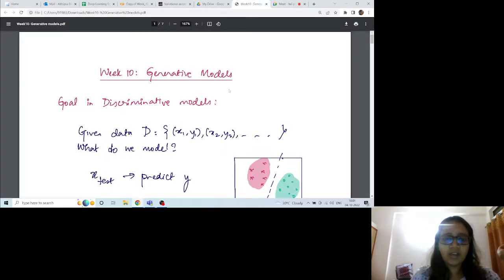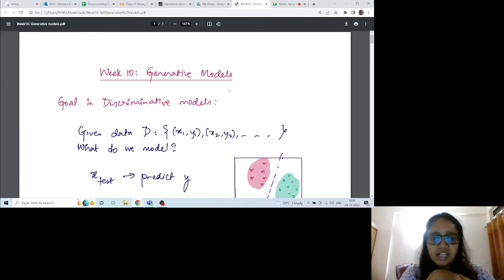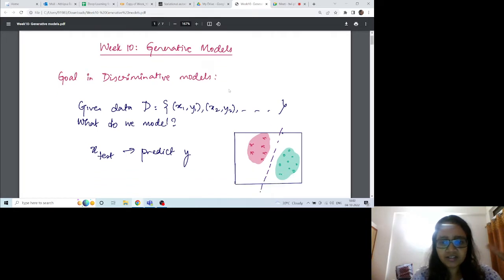Yeah. So today, this is the 10th week going on, and today's topic is going to be generative models. First we'll go through what are known as discriminative models. Then we'll go through what are generative models, and then some topics like generative adversarial networks and variational autoencoders and so on.